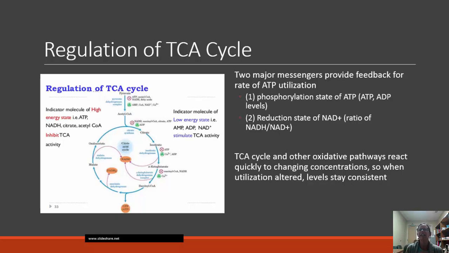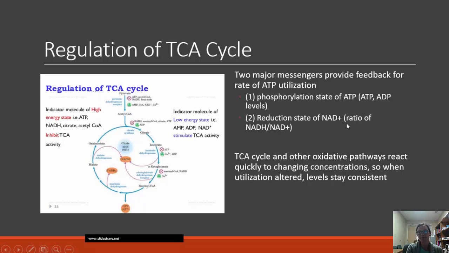Basically, if I have a lot of ATP in my cell, then what's the rush, right? We don't need to run the TCA cycle like crazy if we've already got enough ATP. So ATP is actually going to inhibit the TCA cycle from running. Whereas if we've got a lot of ADP, then our cell is going to say, I need some energy here, folks. Let's run this TCA cycle double time. Let's get some energy. So that's one of our messengers that's going to provide feedback.